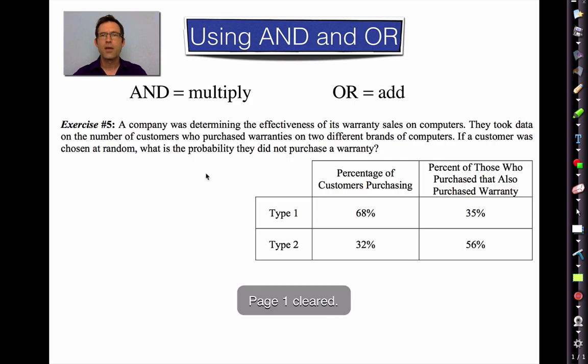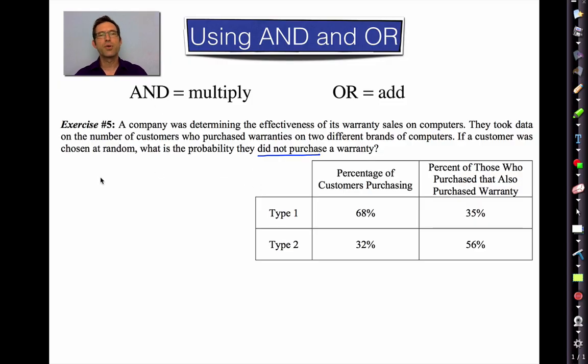So, now it says, if a customer was chosen at random, what is the probability that they did not purchase a warranty? Okay. Oh boy. Well, pause the video and see what you can do with this problem. Then we'll walk through it. All right, let's play around with it.